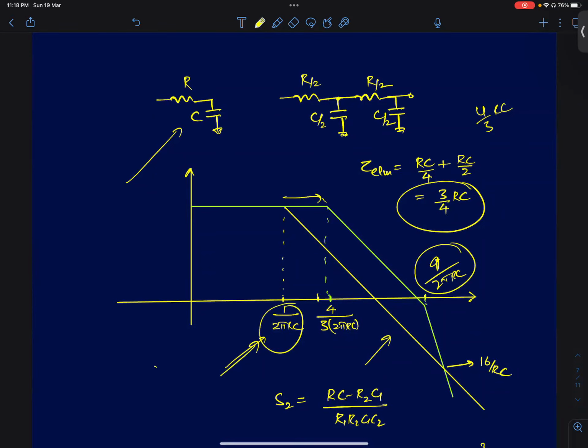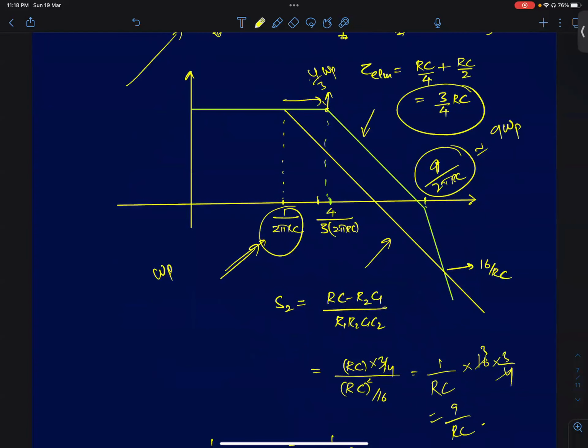Let me call the first pole omega p. Then the first pole of this system is going to be at 4 by 3 times omega p. The second pole will approximately occur at 9 times omega p. Again, these are all derived with approximations. What I'm interested in is, if I compare these two filter responses, at what point the second order response will give me better filtering than the first order response. I will find that out by equating the point where the second order response crosses the first order response.